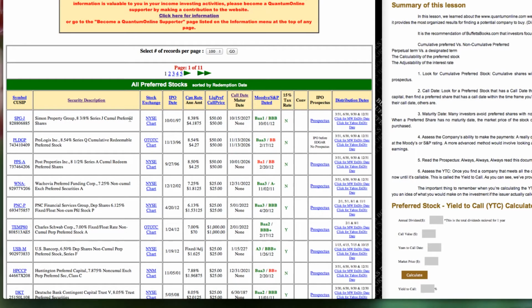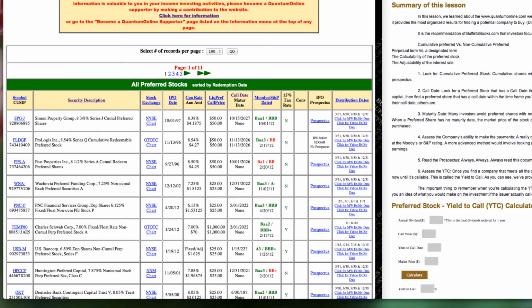We'll talk about that in just a second. And you can see that the call date on this is 2027. So right now the year is 2012, and so you have approximately 15 years on this before Simon Property Group has the ability to start buying these preferred shares back. So that's a good thing if you're buying this, especially because it's yielding 8.38%, which is very high. Now we don't know what it's trading for, and that's something that we're going to get into next.